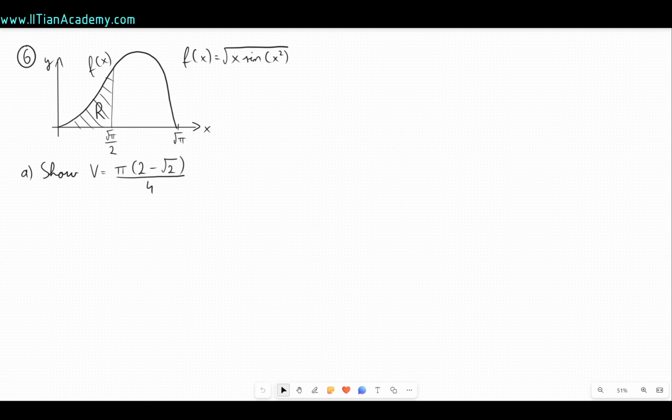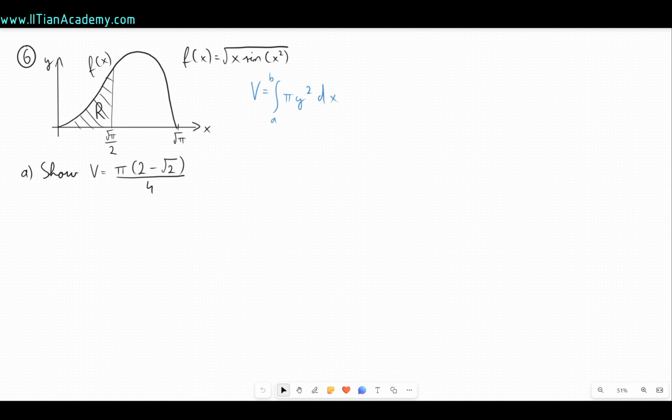So question 6. Here we're given this function f of x, and we are told that this shaded region R is rotated about the x-axis by 2 pi radians, so completely around the x-axis, and we need to show that the volume is given by this formula. So all we need to know here is the formula for the volume of revolution, which is in the data booklet. Since here we are rotating about the x-axis, we're going to need to use the formula V is equal to the integral from a to b of pi times y squared dx.